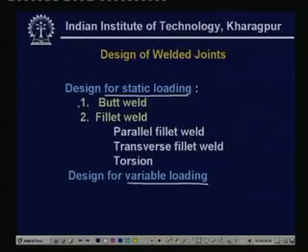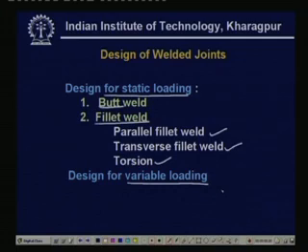For the static loading, we discuss two cases, the butt joint and the fillet joint. Again, the fillet joint may be of two types. One is the parallel fillet weld, one is the transverse fillet weld. We also discuss how to design a welded joint which carries torsional load, that is the torsional stress will be taken by this joint. So this is what will be the subject matter today, the design for static loading and the design for variable loading.